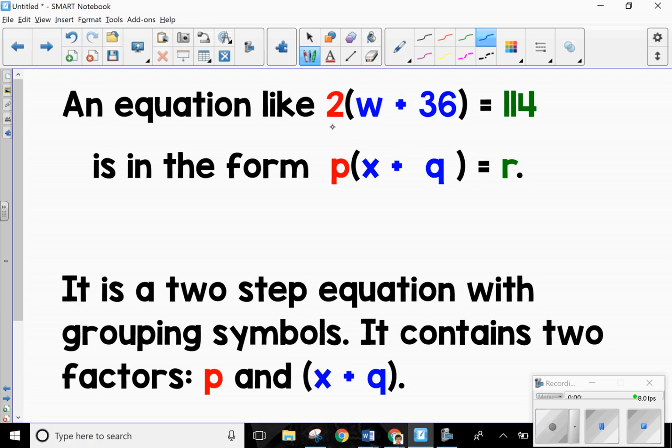An equation like 2 times a quantity w plus 36 equals 114 is in the form p times a quantity x plus q equals r. It is a two-step equation with grouping symbols. It contains two factors, p and x plus q. So here on the left we have p being multiplied by a quantity x plus q.